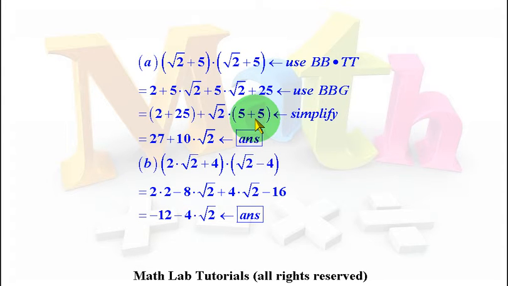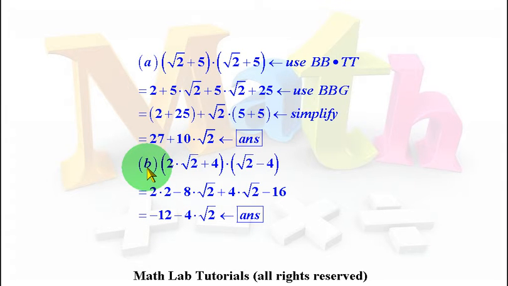I don't have really, really long expressions in these exercises, but there are some that are very long. And if you use backward bin gathering, it helps you sort things out readily. So again, we simplify inside each bracket. We get 2 plus 25, which is 27. 5 plus 5 is 10, so we write down 10 root 2, and voila, we're done.